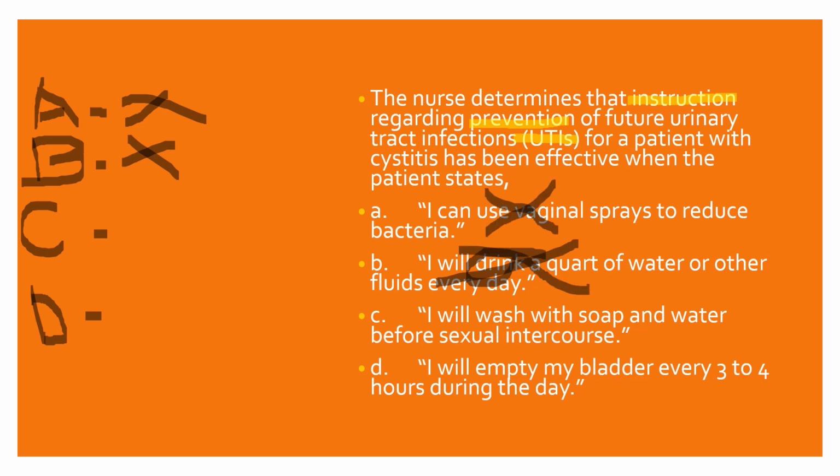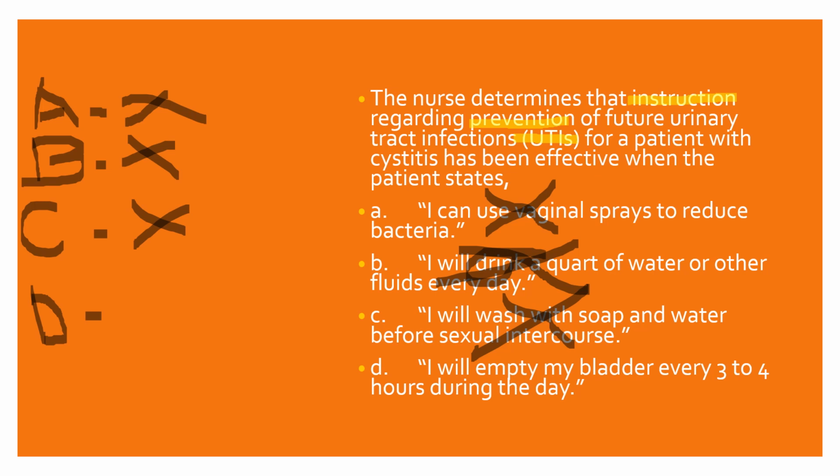I will wash with soap and water before sexual intercourse. What do we know about UTIs and sexual intercourse? We know that we need to urinate after sexual intercourse, but using soap and water before is not going to affect whether or not you get a UTI. That leaves us with D.